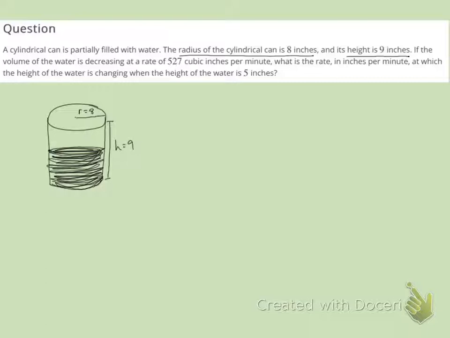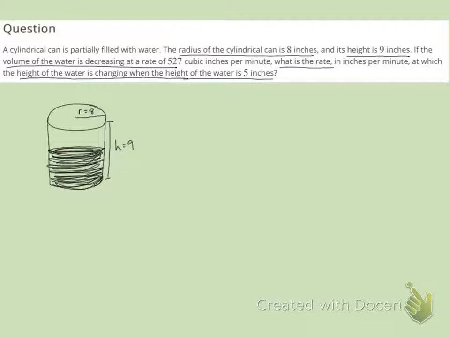But it does say that the volume of the water is decreasing, so notice that the volume is decreasing at a rate of 527 cubic inches per minute. What is the rate at which the height of the water is changing when the height is 5 inches? So we know that we have this radius of 8. It doesn't matter that the height was 9.